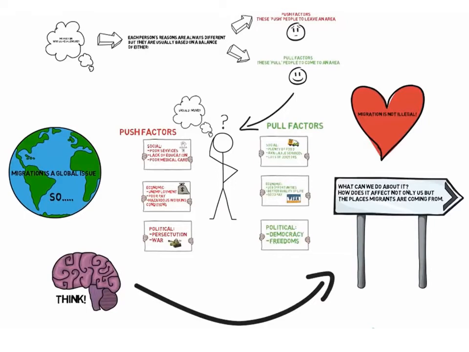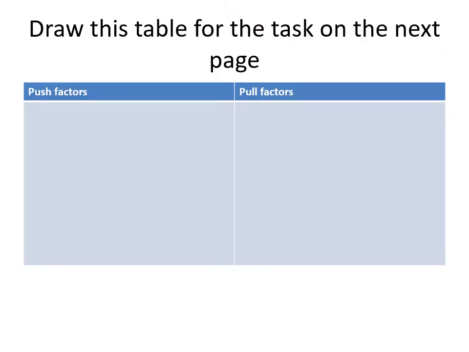Okay, I've put this slide in just so that if you need to, you can see the whole video here and just pause it. This is here if you need it. Okay, so I'd like you to draw this table for the task on the next page. Grab out your pencil and ruler to draw the lines and label each side as push or pull factors. Pause the video now.